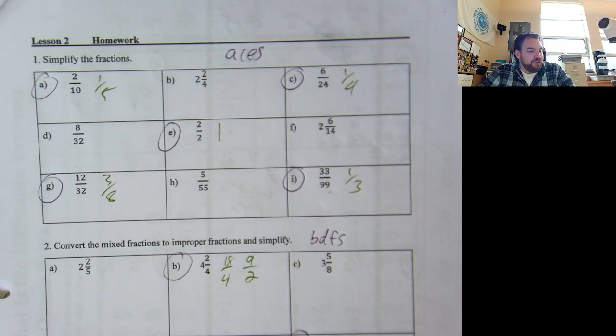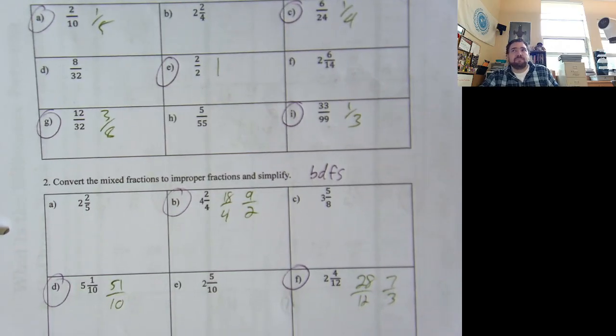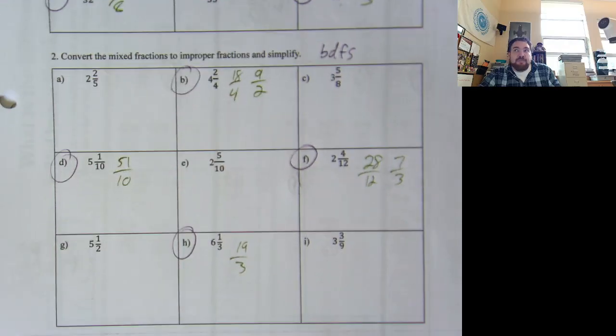Okay, next page. I wanted you to do aces on the top 9, which would take you through A, C, E, G, and I. There they are. 1/5, 1/4, 1, 3/8, and a third. And then down at the bottom there, I wanted you to do BDFs. Convert the mixed fractions to improper and simplify. So now we're going into improper, out of mixed. And I wanted BDFs, which would take you through B, D, F, and H. So 9/2, 51/10, 7/3, and 19/3.